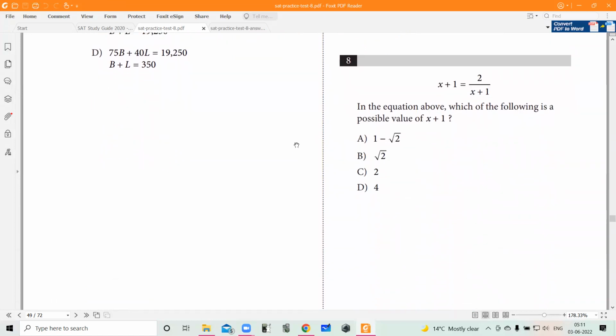In the equation above, which of the following is a possible value of x plus 1? Well, you just put numbers in. Plug in. Correct. 2 equals 2 over 2. So now 4, no, it's not 4 either. Square root of 2 is equal to 2 over square root of 2. It's that one, square root of 2. Right. Because you can write 2 as square root of 2 times square root of 2. Yeah, that's correct.